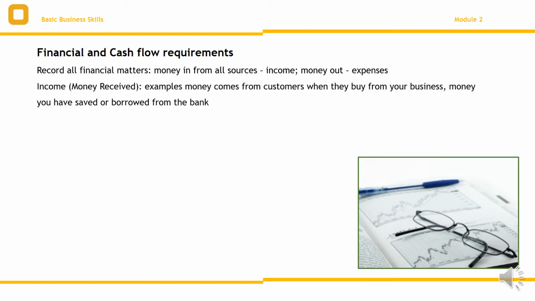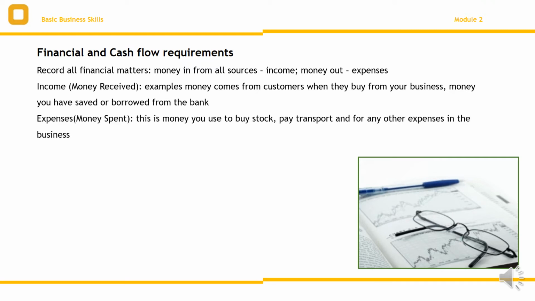Income is money received. Examples of income can be money that you generate from sales to your customers when they buy from your business, or money you've saved or borrowed from the bank. So money that you invest into the business could also be money in. When you obtain a loan from the bank that you're going to use for the business, that's also considered as money coming into the business.